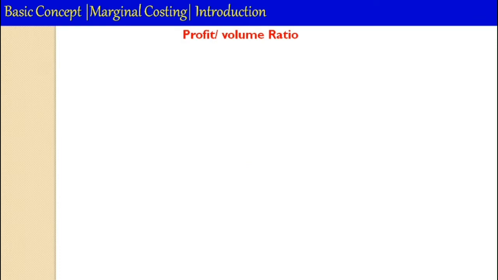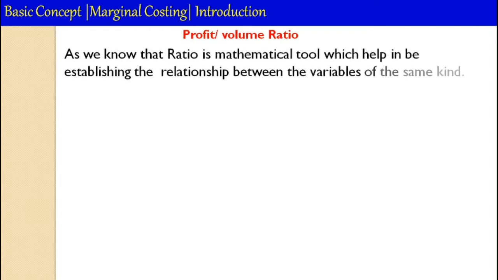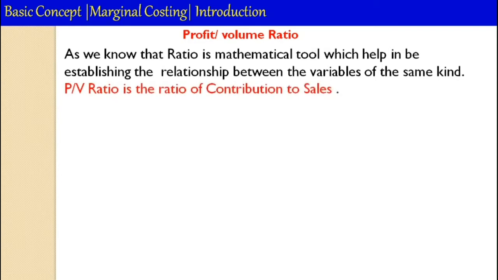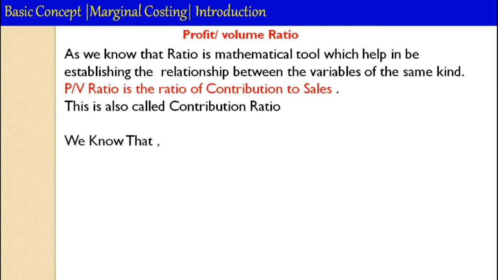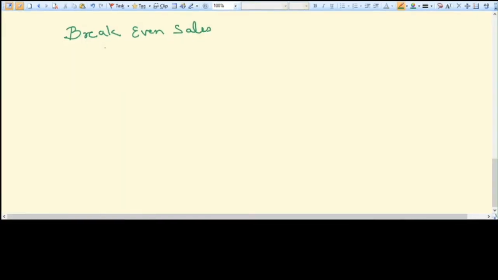Friends, we know that a ratio is a mathematical tool which establishes the relationship between the same kinds of variables, and PV ratio is the ratio of contribution to sales. This is also called the contribution ratio. We know that contribution is equal to sales minus variable cost. So the PV ratio will be sales minus variable cost divided by sales.